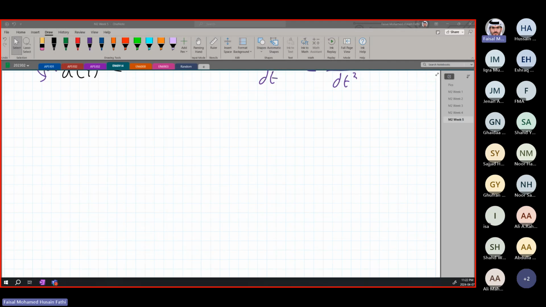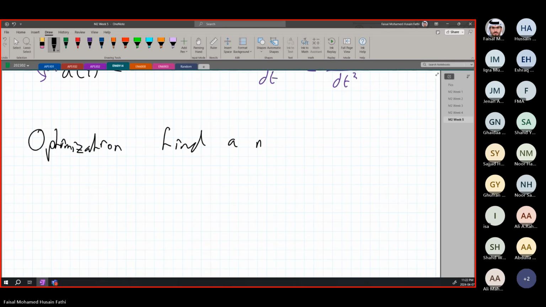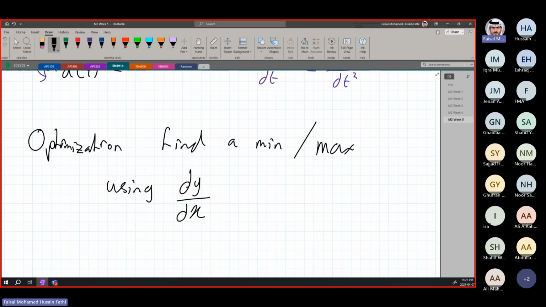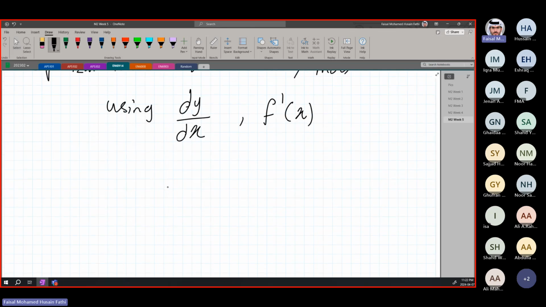So let's start into optimization itself. What is optimization in general? Optimization, like I said, is when we want to find a minimum or a maximum, using dy by dx or f prime of x, by differentiation. Let's go with a simple example. Find the two positive numbers. Let me just copy paste this here. Shall we solve it together?